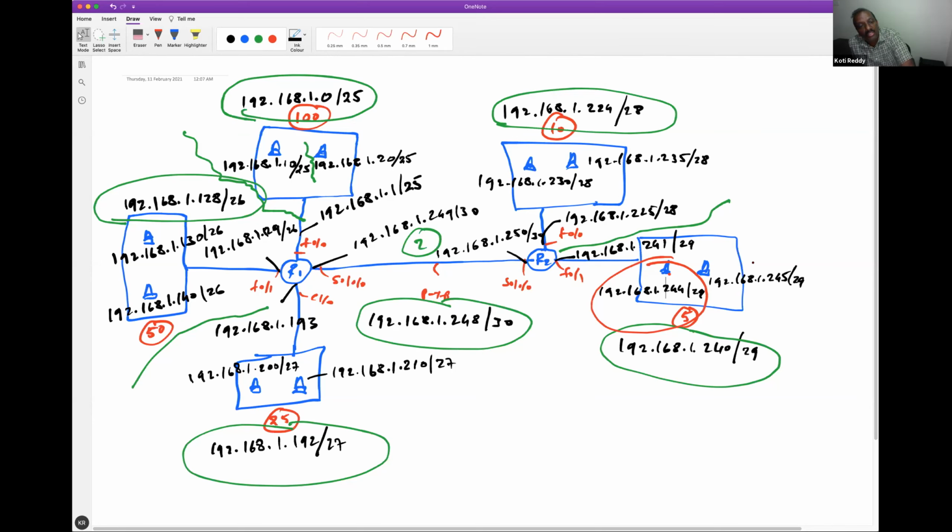So 1 dot, let's say 1 to 1 dot, let's say, what is it? 126, right? So nearly that many you can actually use. We use only 2 here. That many hosts could be accommodated, but using only 2.